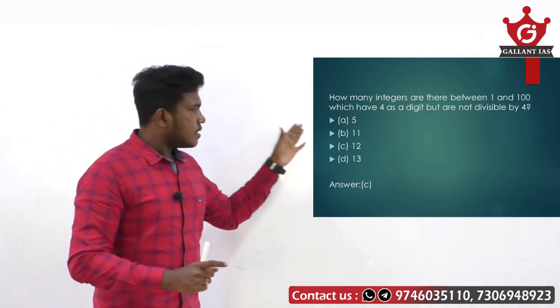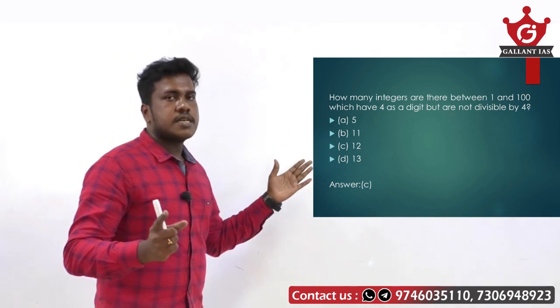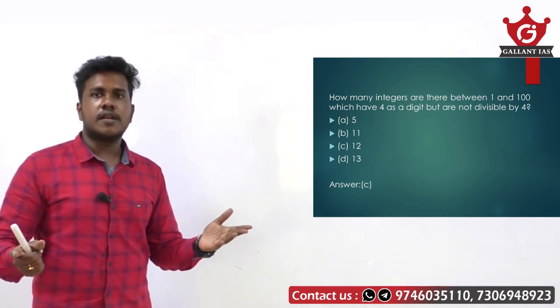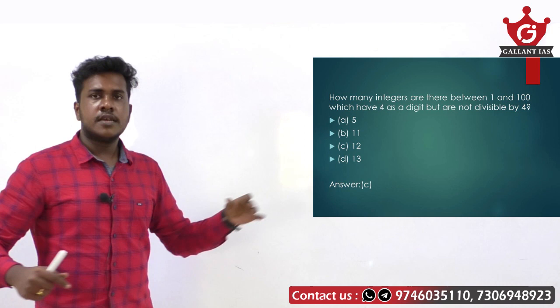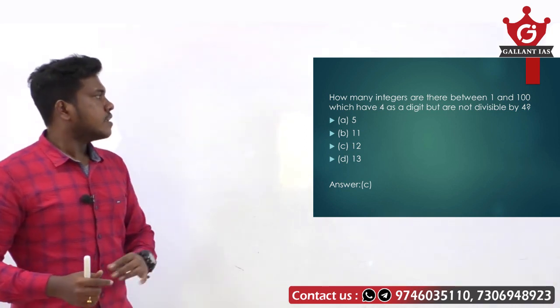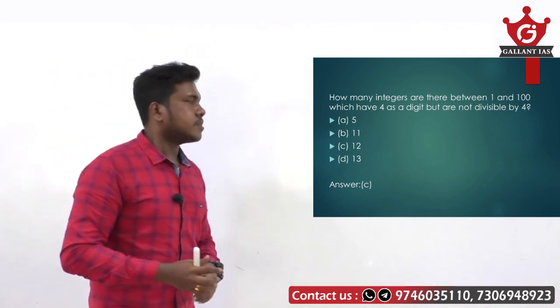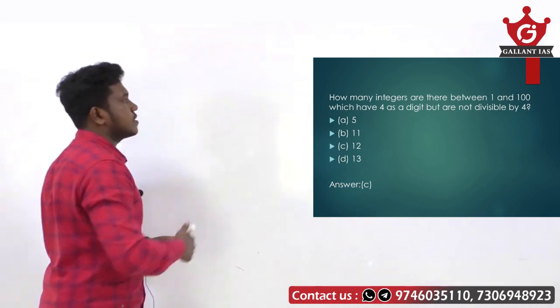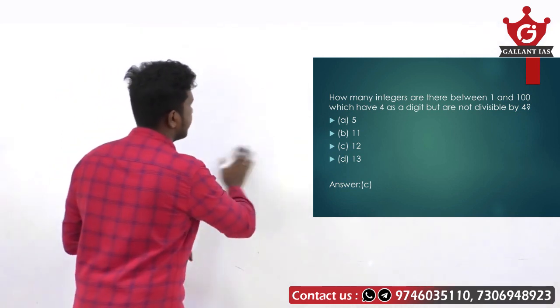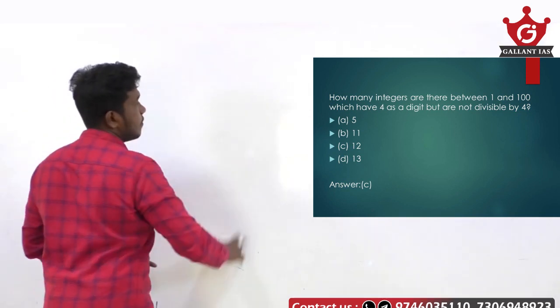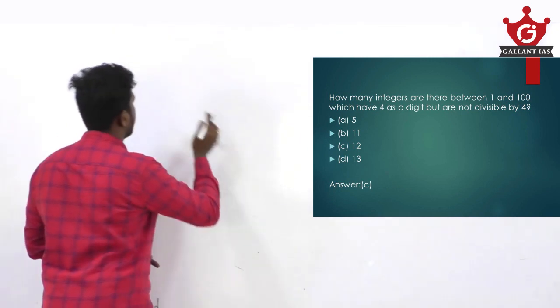Okay, so for this question, there is no shortcut method to solve questions like this. You need to do it by yourself. Now look here, let's check how to solve this question. From 1 to 100, what are the integers which contain the number 4?